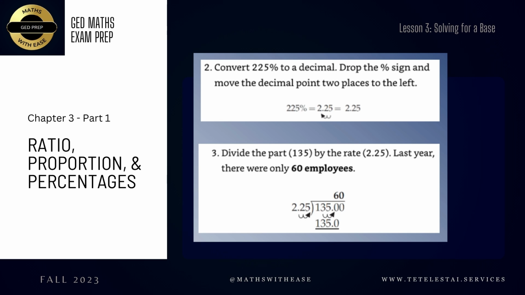So you write out your long division, and again, you start by moving the decimal place over to the right, because you're trying to figure out where the decimal place should go in your answer, right? 135 is a whole number. So first, you always want to start by moving the decimal place in your divisor, which in this case is 2.25.